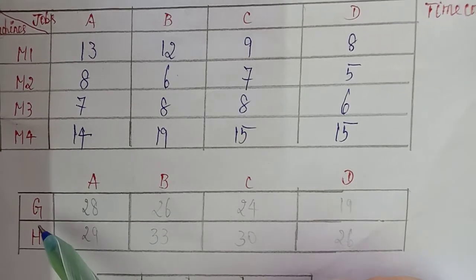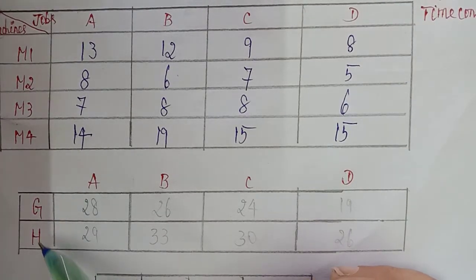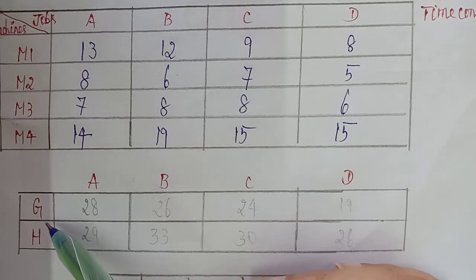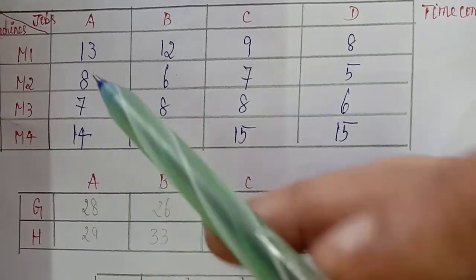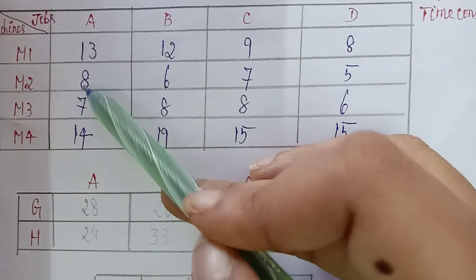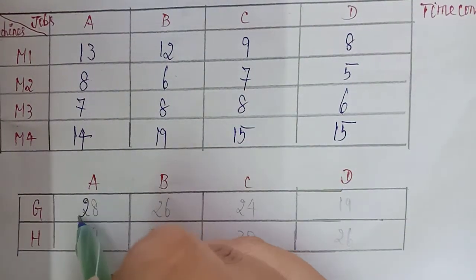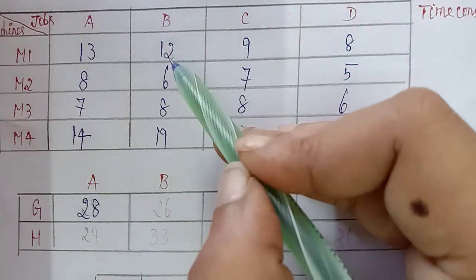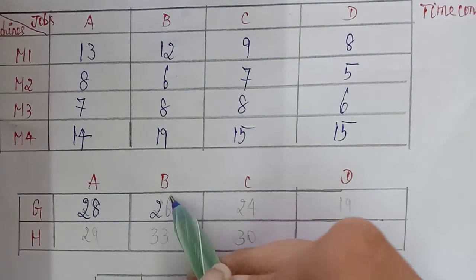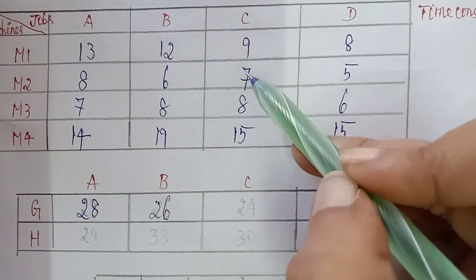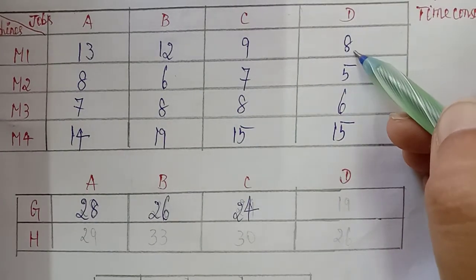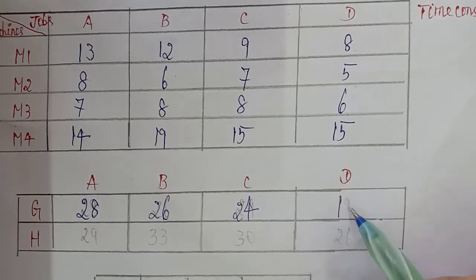Now you have to convert the four machines problem into two machines problem, that is G, H. G formula already I have given, G equal to M1 plus M2 plus M3. So you have to add the processing time of M1, M2, M3. So 13 plus 8 plus 7 is 28. Now for job B, it is 12 plus 6 plus 8, 26. 9 plus 7 plus 8, 24. 8 plus 5 plus 6, 19.